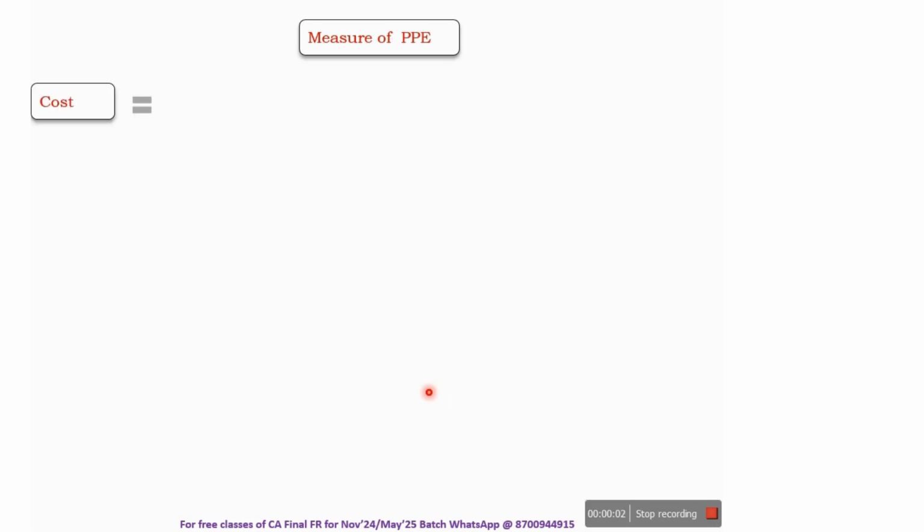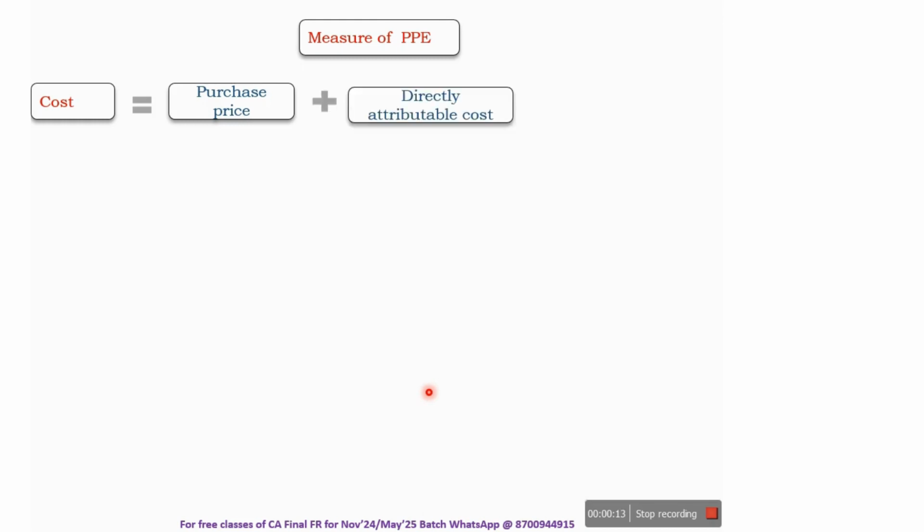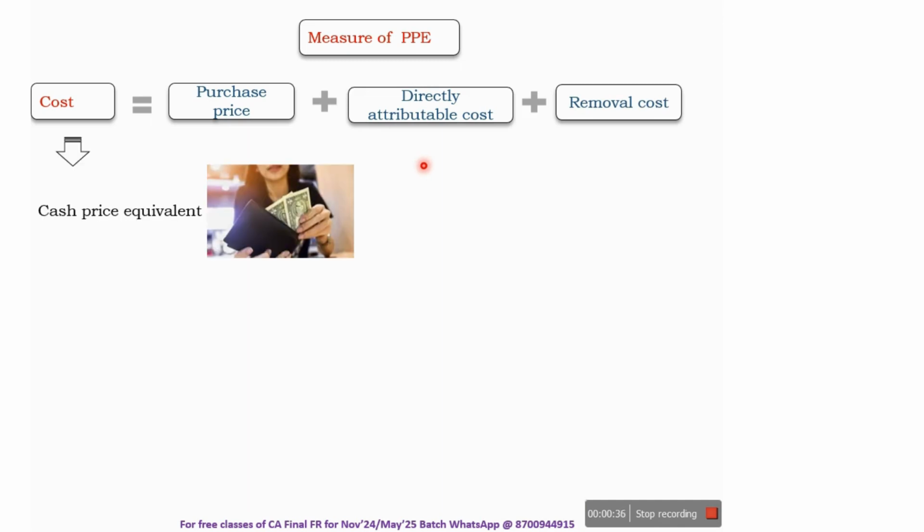PPE will be measured at cost, and cost will comprise the purchase price, which will include non-refundable taxes, and if there is any rebate on the purchase price it will be reduced from it, and other directly attributable costs like testing charges, freight and forward expenses incurred, professional charges, etc. will be included in cost. And if there is any obligation for dismantling and removing the items and restoring the site, these expenses will be included in the cost. Cost will be equal to the cash price equivalent that we have paid.